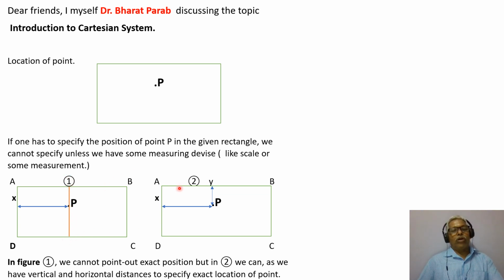Okay. Now come to figure 2. Here we are given that point P lies at a distance of y units from AB. Now the position is clear. P lies at a distance of x units from AD and y units from AB. Okay, so the same thing is said here. In figure 1 we cannot point out the exact position, but in figure 2 we can, as we have vertical and horizontal distances to specify the exact location of the point. We should have some scale or something, and we have done it here.